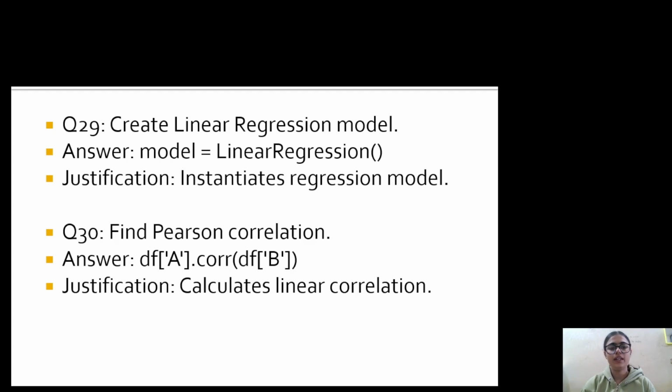Next is find Pearson's correlation. Pearson correlation measures the linear relationship between two variables. Plus one means perfect positive, minus one means perfect negative, and zero means no linear relationship. So the code used here is df['A'].corr(df['B']). This command directly computes that score using pandas.